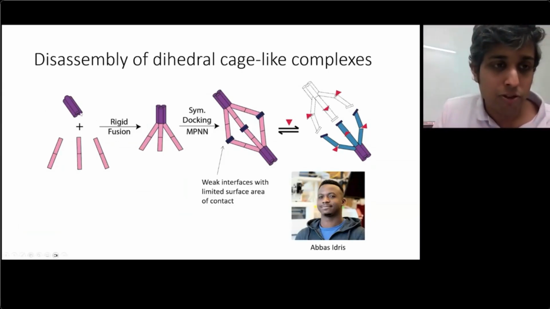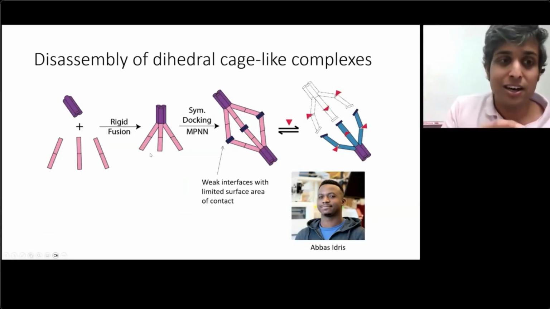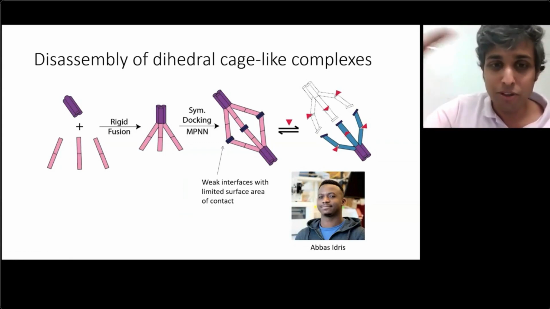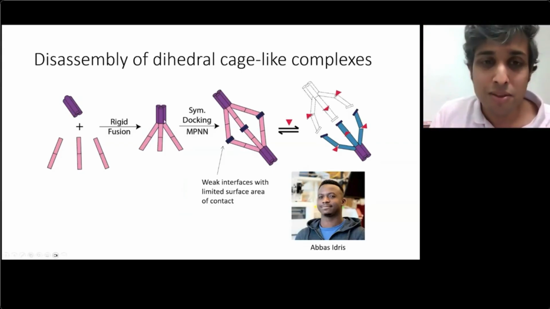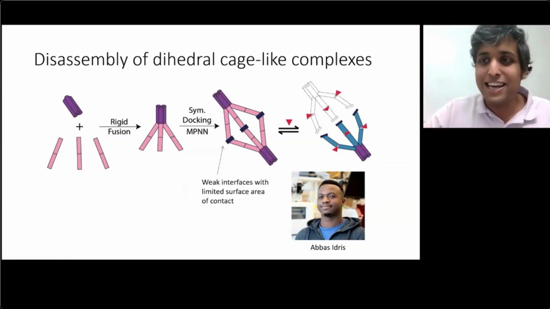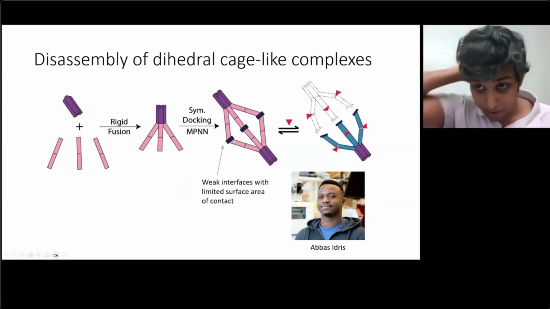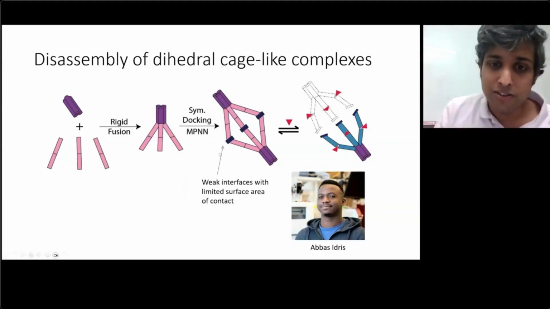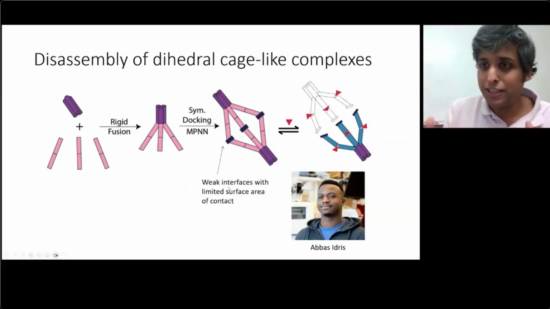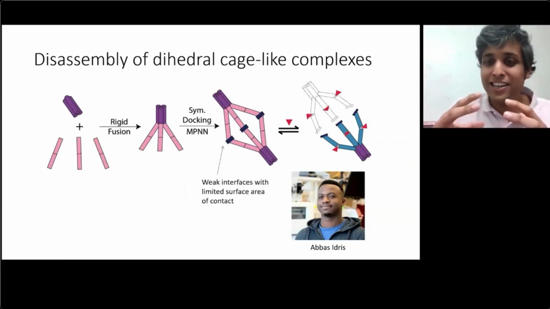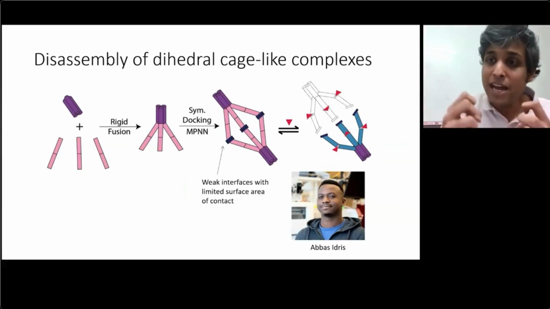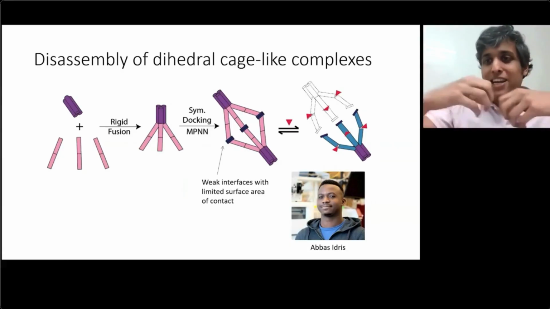So the way we did this was to take this trimeric protein up here, shown in purple, and then attach arms that contain these hinges onto each of the individual subunits within that complex. So then we have this trimeric molecular design here, and then what we do is take that and self-dock it against itself via these weak interfaces. And this is all done computationally, I should clarify. So there are weak interfaces with limited surface area of contact, and the idea is that when we add in the peptide, the hinges should bend in such a way that the overall architecture is broken and then basically falls apart.